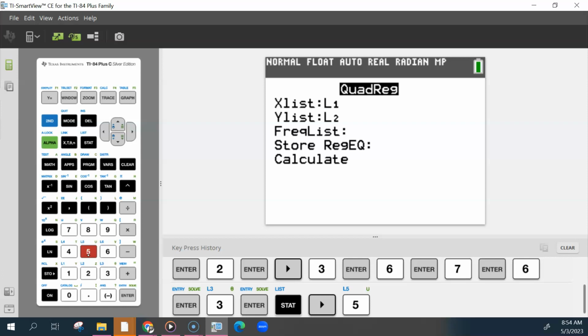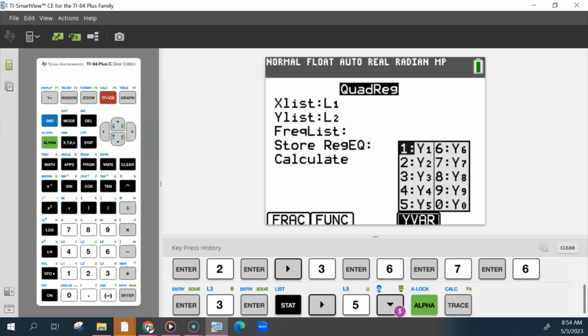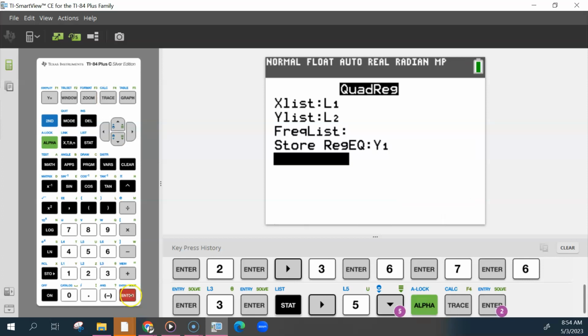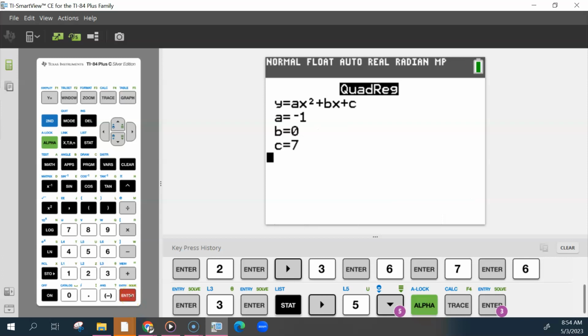We do want to store it, same as before. So go down to store regression equation, hit alpha trace, and enter 3 times. And it should give you an A value, a B value, a C value.